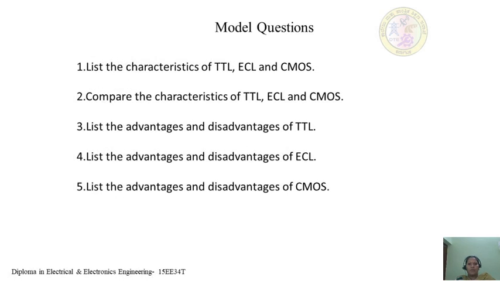And these are some of the model questions which may appear in your examination. First one is, list the characteristics of TTL, ECL and CMOS. The next one is, compare the characteristics of TTL, ECL and CMOS. Next one is, list the advantages and disadvantages of TTL. Next question is, list the advantages and disadvantages of ECL. The last question is, list the advantages and disadvantages of CMOS.